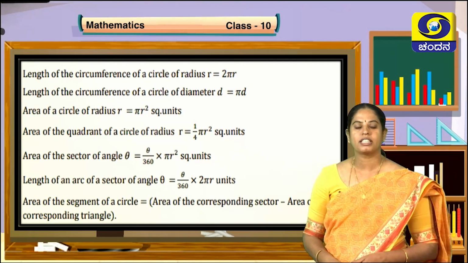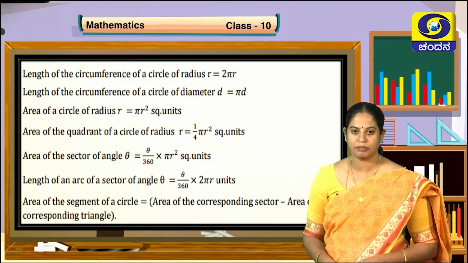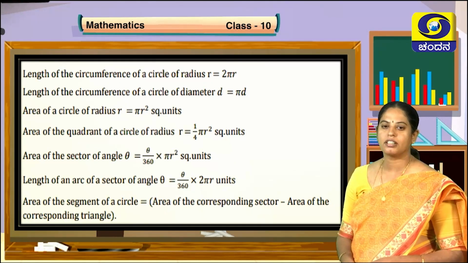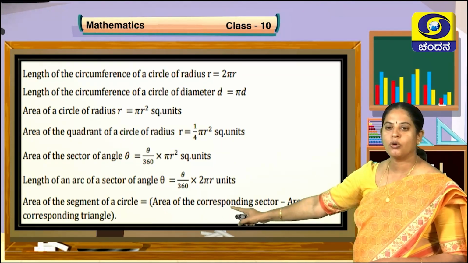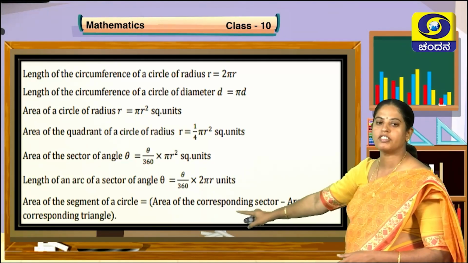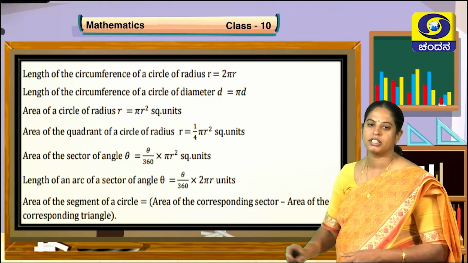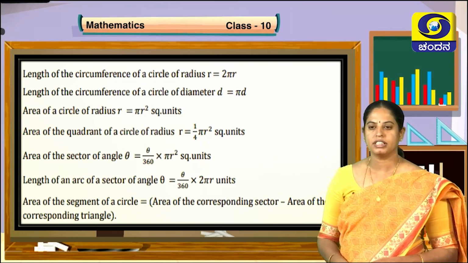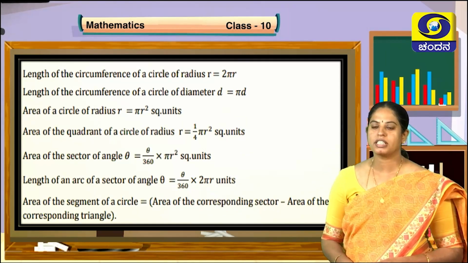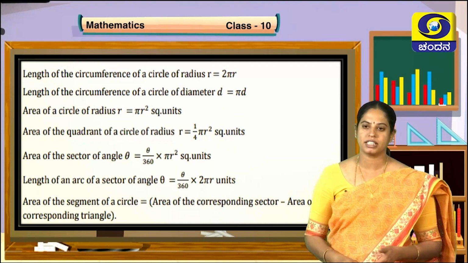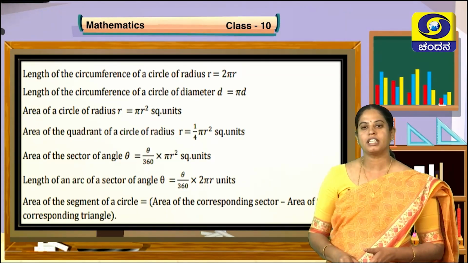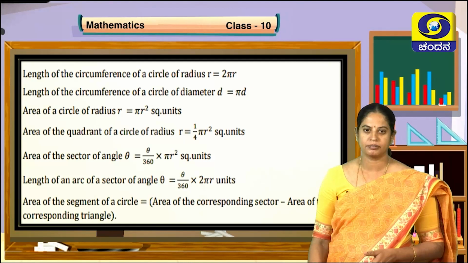Next formula is area of the segment. Area of the segment of the circle is calculated by knowing the area of the corresponding sector and subtracting the area of the corresponding triangle from it. We get the area of the segment of the circle. Yes, we have all the list of formulas that we discussed in the previous session. Now, let us solve few more problems related to areas of circle.